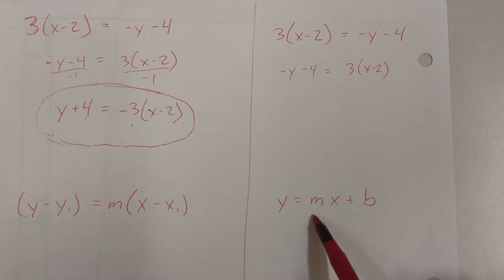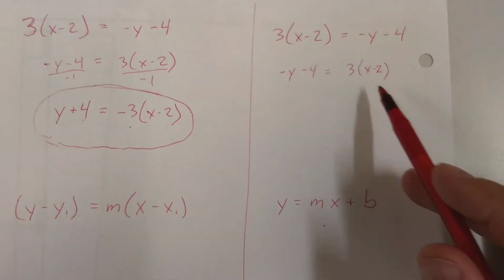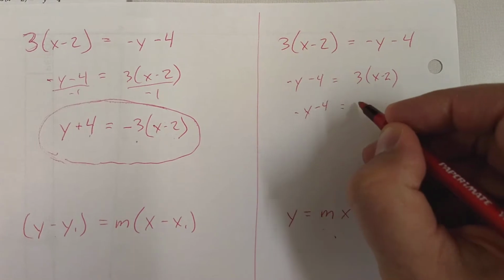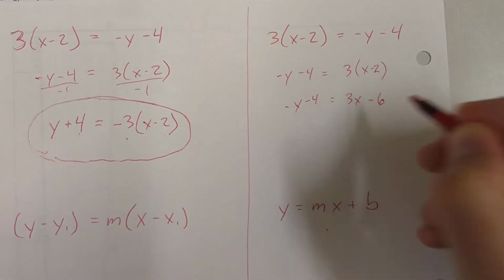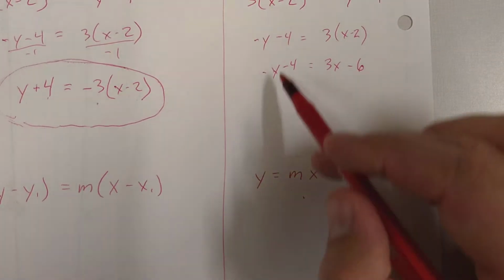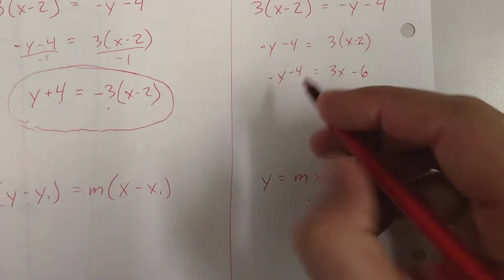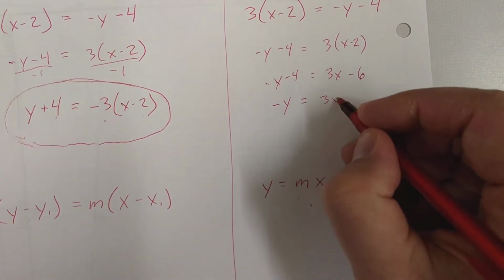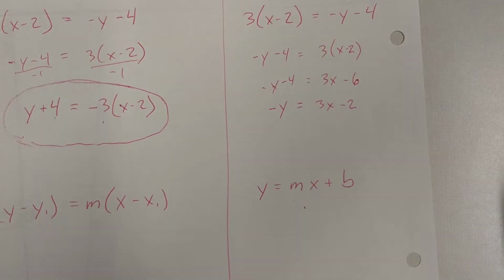I want to kind of spread this out here. I don't want anything in parentheses, so the next thing I would do is just distribute that 3. We'll call it 3x minus 6. And now I want y by itself here, so let's add 4 to both sides. If I do that, I'm left with negative y. If I add 4, that becomes 3x minus 2.